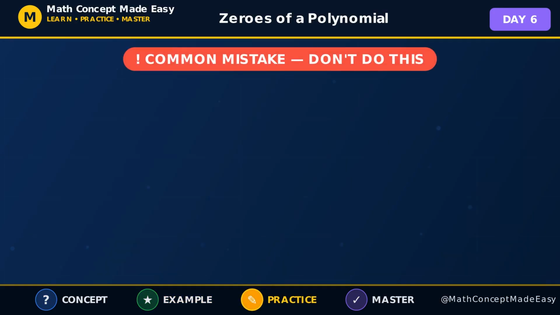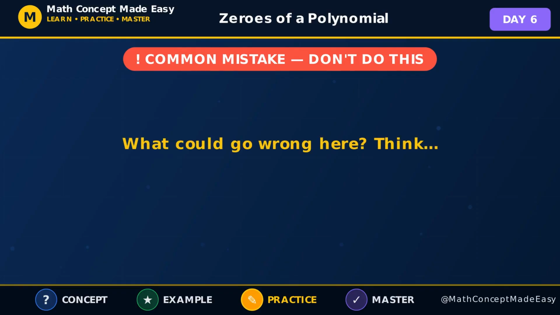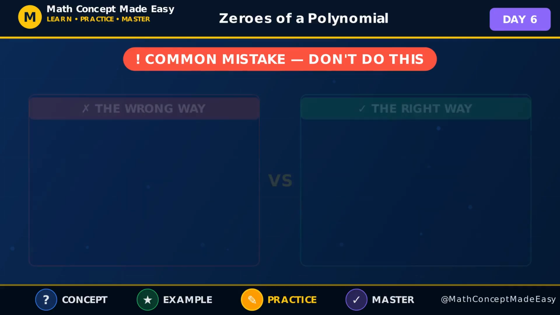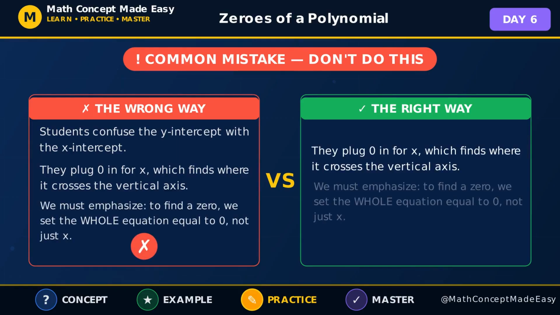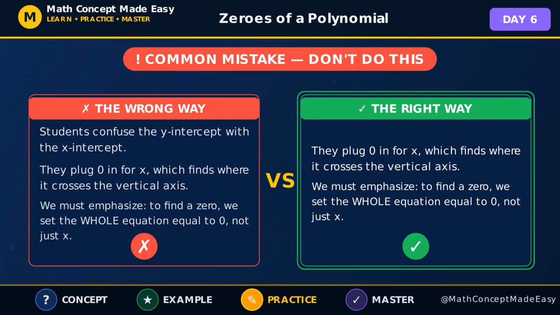Now, a quick warning, because I see students lose marks on this every single year. Before I show you, think about what could possibly go wrong here. Students confuse the y-intercept with the x-intercept. They plug 0 in for x, which finds where it crosses the vertical axis. We must emphasize, to find a zero, we set the whole equation equal to 0, not just x. Compare the wrong way and the right way on screen, and promise yourself you will never fall for this one.